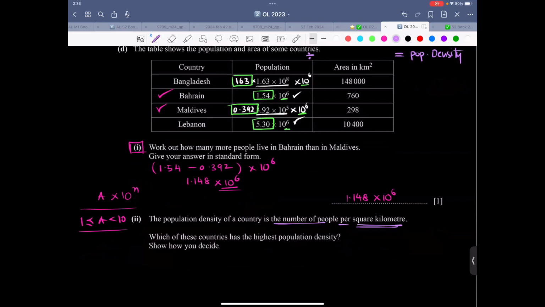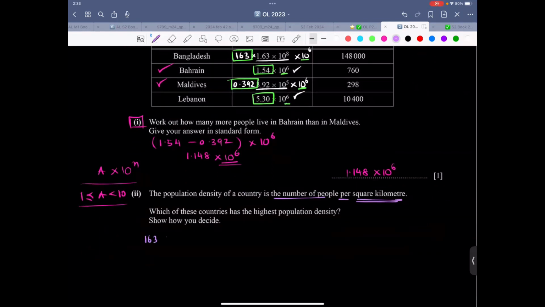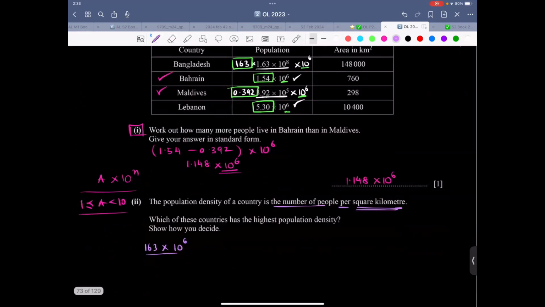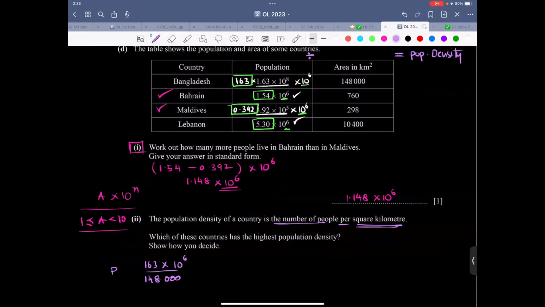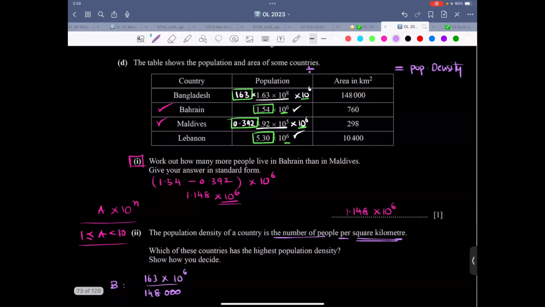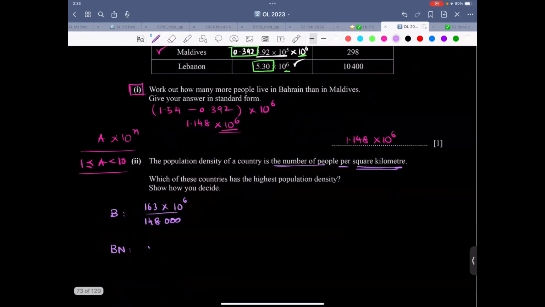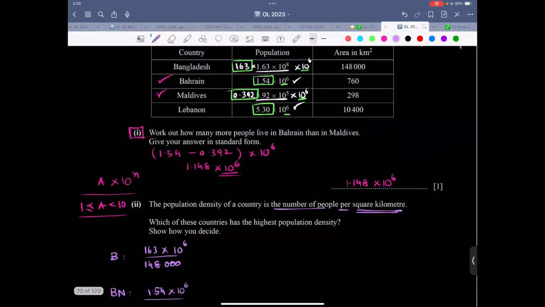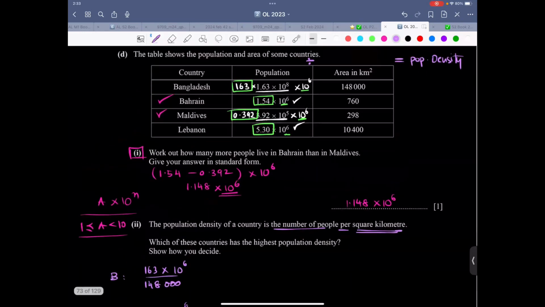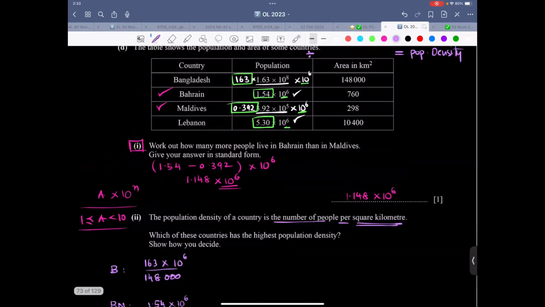And this is 163 into 10 to the power 6 divided by this, 148 and 3 zeros. This is for Bangladesh. Then it's for Bahrain. That is 1.54 into 10 to the power 6 divided by 760. And we have to show the whole calculation. Which of these countries has the highest population density? Show how you decide.